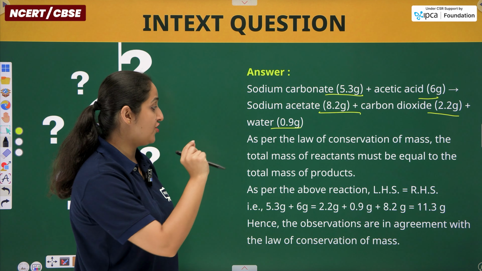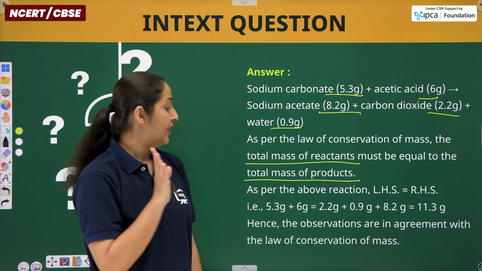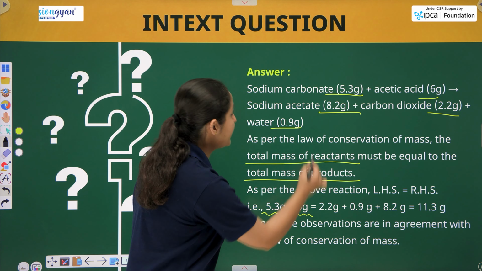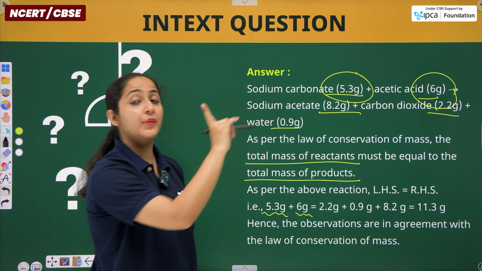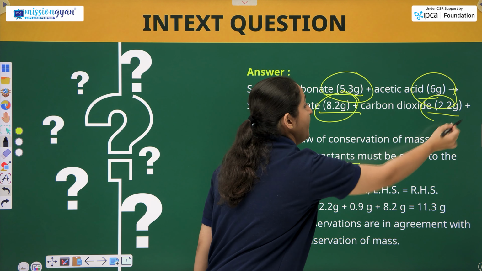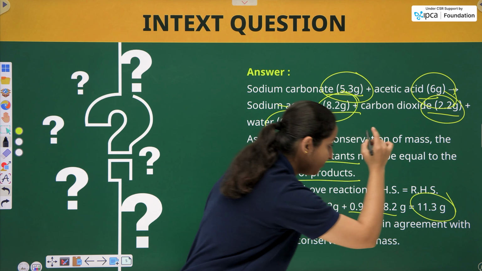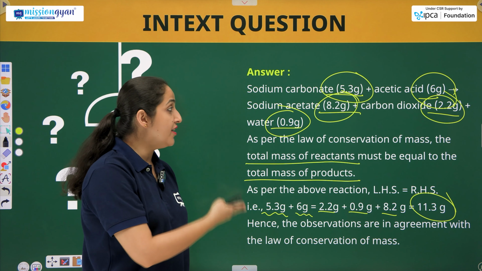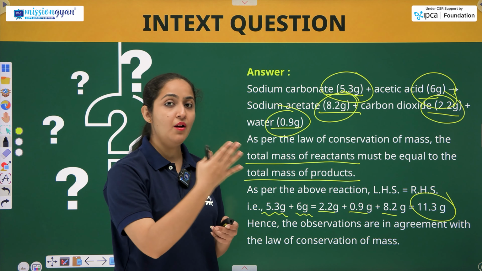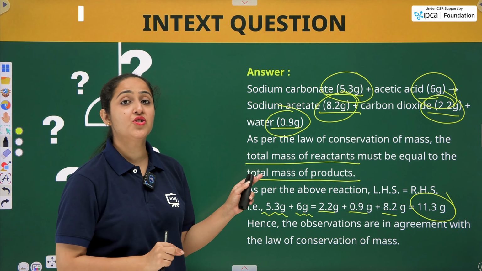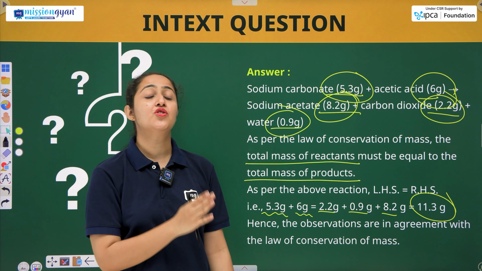As per the law of conservation of mass, total mass of reactants must be equal to the total masses of the products. So, if you add 5.3 and 6 grams, which is the mass of the reactants, तो जब हमने इसे add किया और जब हमने किसको add किया है? Masses of the products. Alright, so you just see that all these come out to be 11.3 grams. So LHS is equal to RHS. That means the masses of the reactants is equal to the masses of the products. And this proves that this equation is following the law of conservation of mass. Alright, so this is how you need to prove it.